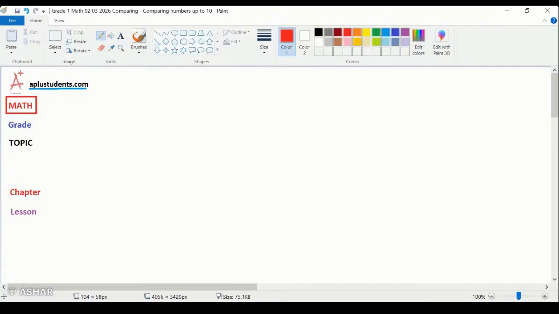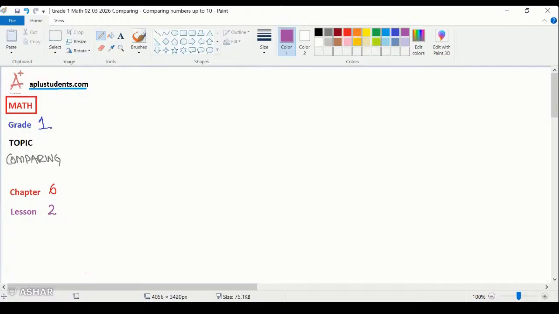This is a grade 1 maths lesson, and the name of the topic for today is comparing. I'll give you the chapter number and the lesson number. The chapter number is 6 and the lesson number is 2. Chapter 6, lesson number 2.